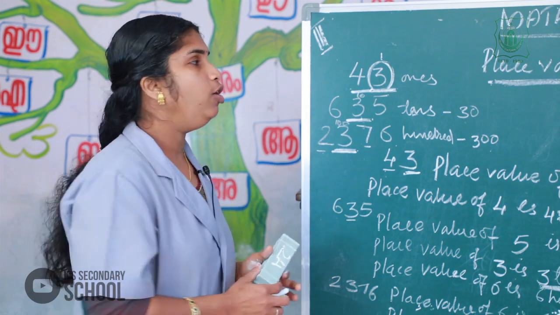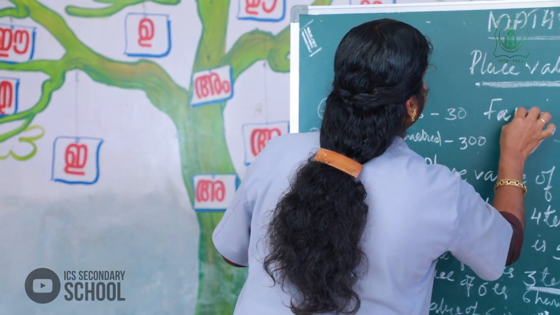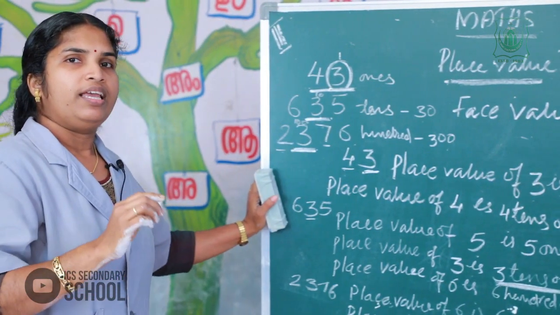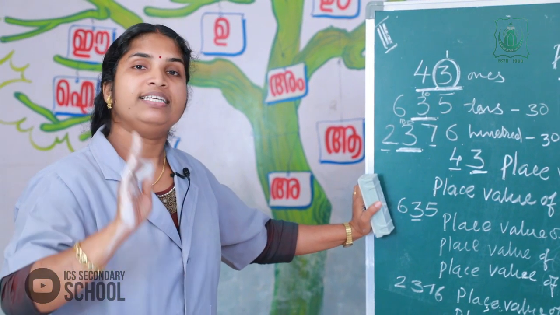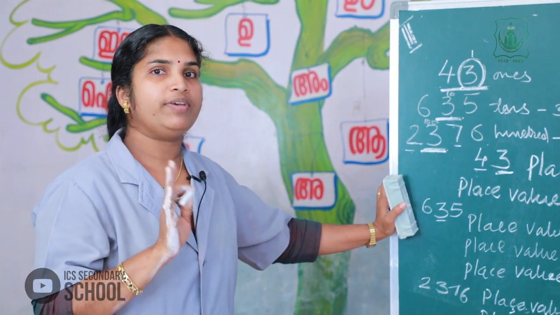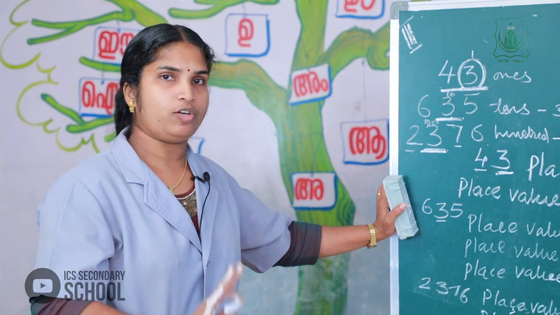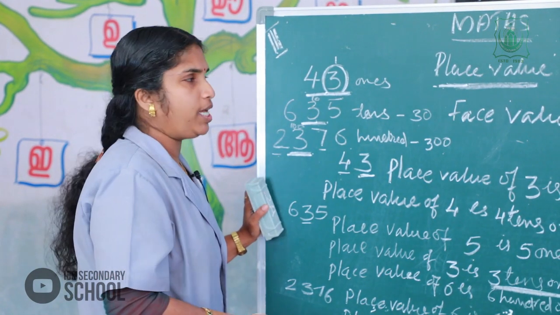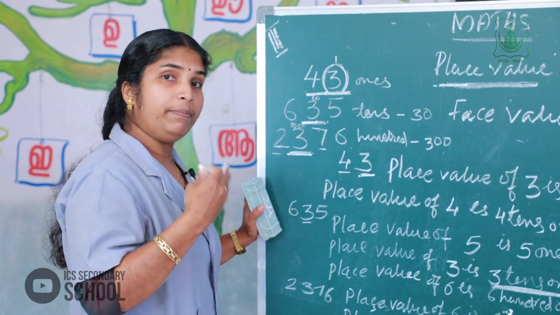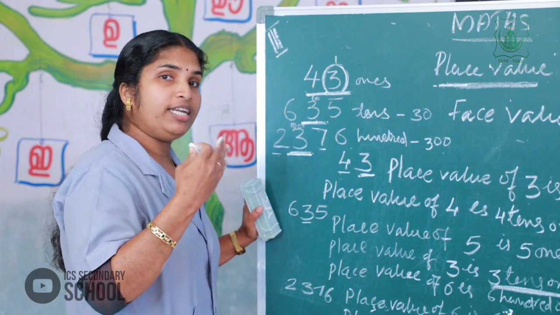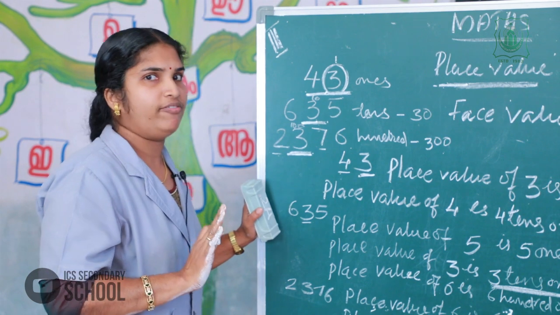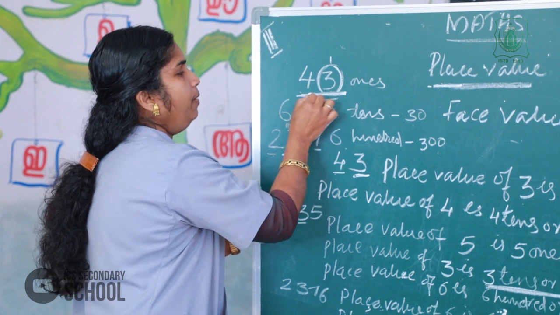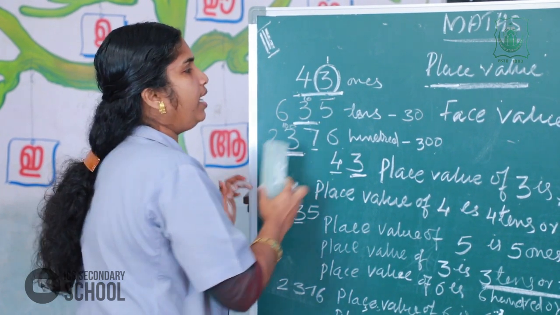On the other hand, the face value of a digit is the digit itself. Place value depends on position, but the face value of a digit is the digit itself. The face value of 3 in 43 is 3.